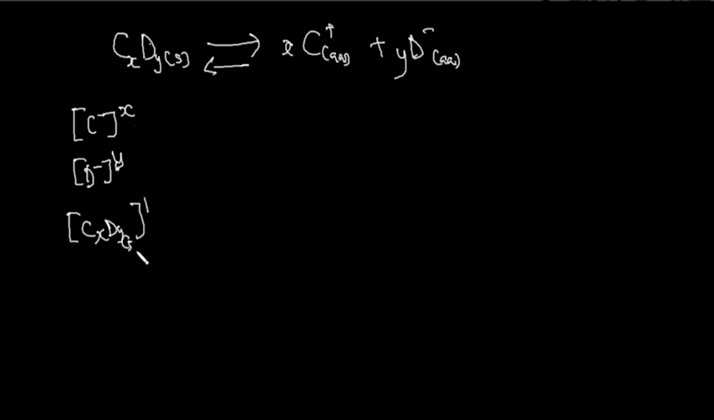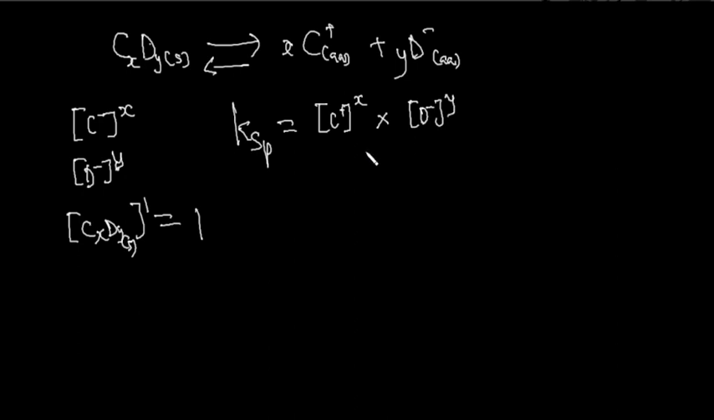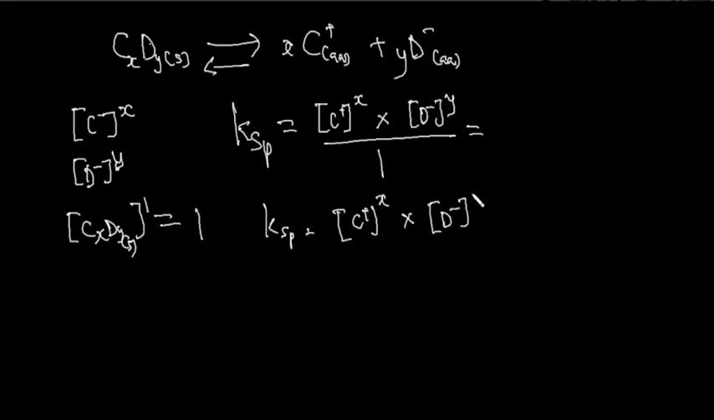But it's important for you to note that the active mass of a solid equals 1, so we don't need to use this. Hence, if we are asked to find the solubility product, which is the equilibrium constant for a dissolution process, it is going to be the active mass of product, which is the concentration of C positive raised to power X multiplied by the concentration of D negative raised to power Y, all divided by the active mass of the reactant. But because our reactant is a solid, the value equals 1. Hence, our solubility product is simply going to be the concentration of the cation raised to the power of the number of moles of the cation multiplied by the concentration of the anion raised to the power of the number of moles of the anion.